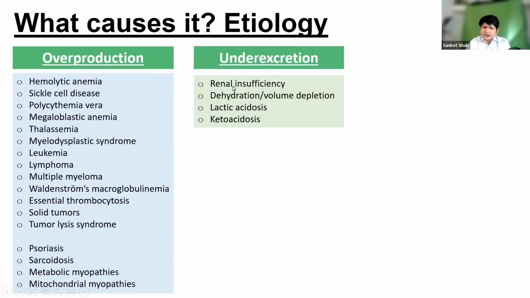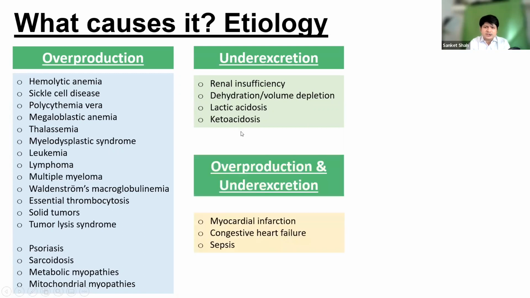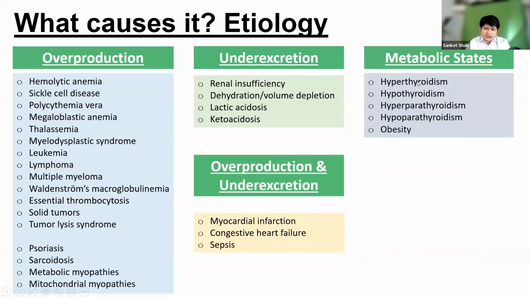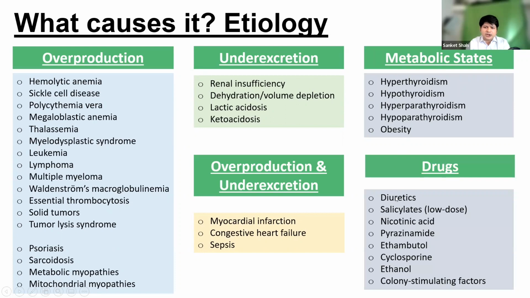Under-excretion can happen in renal insufficiency, which you see in most of your patients, and in dehydration and volume depletion, which are transient. You hydrate them and things get better. Also lactic acidosis, ketoacidosis. Both overproduction and under-excretion can happen during MI, congestive heart failure, and sepsis. Metabolic states like hyperthyroidism, hypothyroidism, hyperparathyroidism, hypoparathyroidism, obesity, as well as drugs like diuretics, low dose salicylates, nicotinic acid, pyrazinamide. There's a big list, but these are the common drugs which cause hyperuricemia, right?